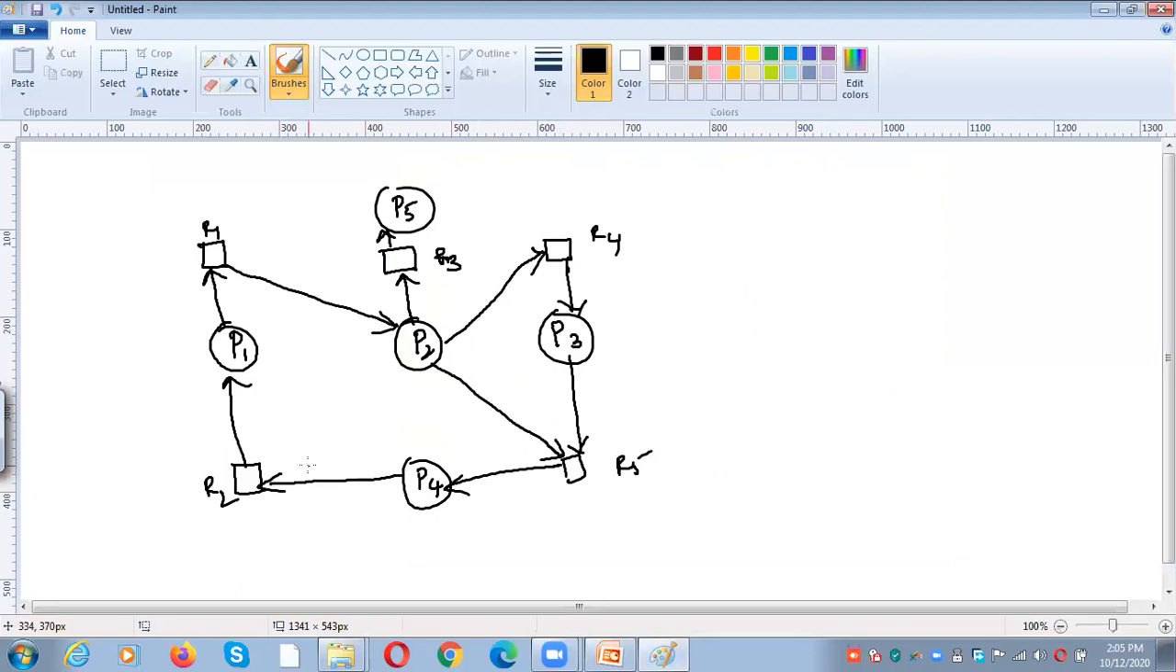So this is a diagram. Based upon this, which will be given to you, you need to draw the wait for graph. So what is a wait for graph?